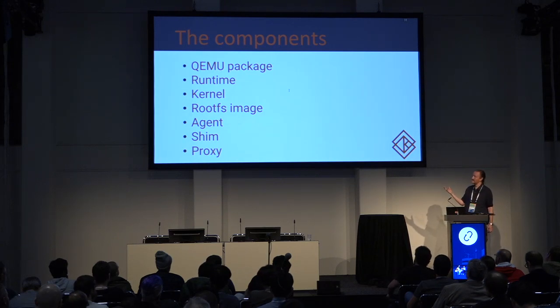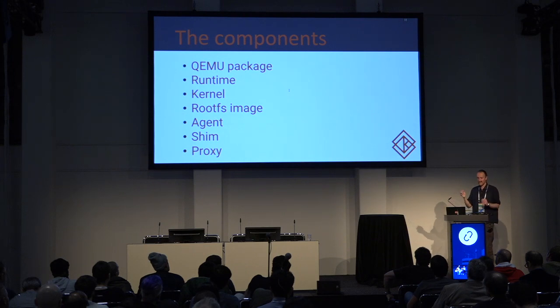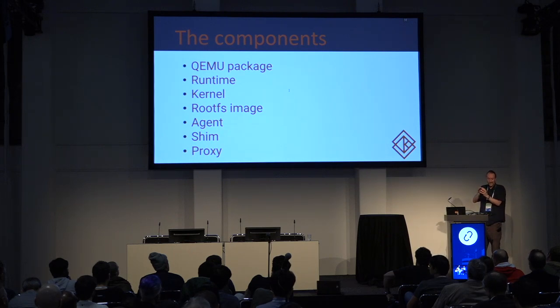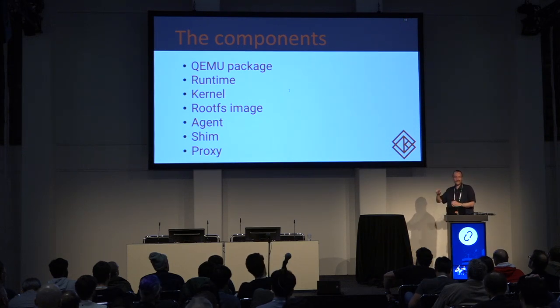And then we have a rootfs. The container never sees this rootfs. It's a VM, it has to boot something. It can't boot a raw container. There's not enough stuff in a container. So we have a very small rootfs. We boot into the rootfs, which then sets up the container inside the VM.